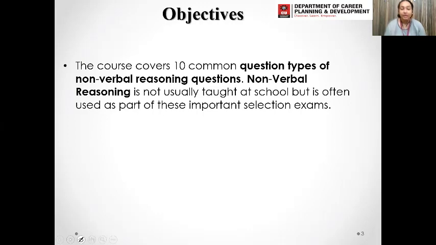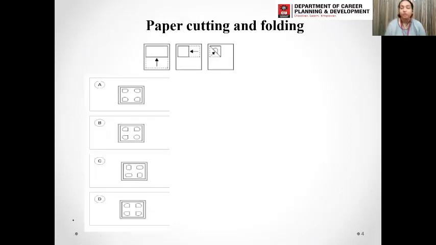It covers 10 types of questions in non-verbal ability, and it's not taught in schools but asked in the examination, so that's why we are covering it. Today we are going to cover only three types of questions, which involve paper cutting and folding.